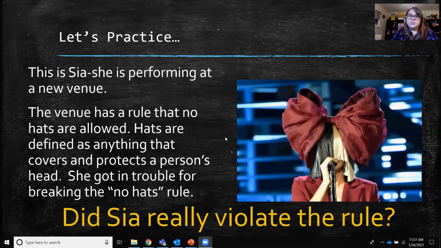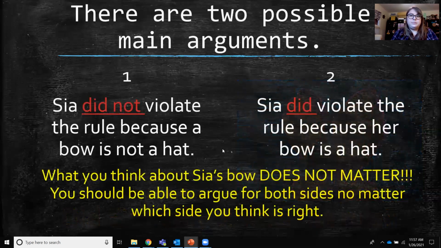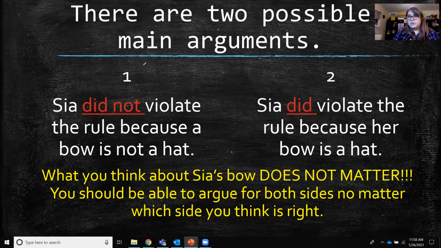Let's talk about the arguments we can have about Sia and her bow here. So there are two possible arguments that we can make. The first argument, number one, is that she did not violate the rule because a bow is not a hat. So imagine we are lawyers here. We want to kind of think like a lawyer, put ourselves in those shoes. We need to either get Sia out of trouble if we are on her team, or get her into trouble if we are on the venue's team. So option one here is the argument that we are making.